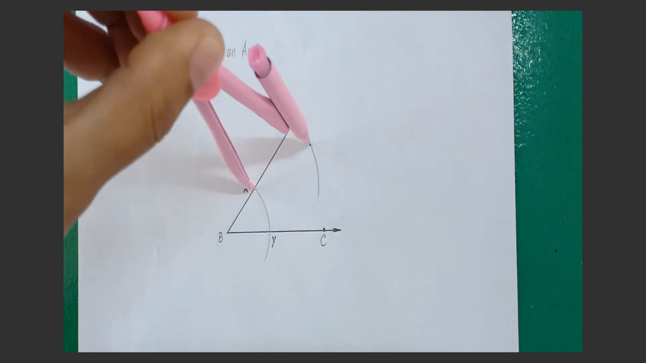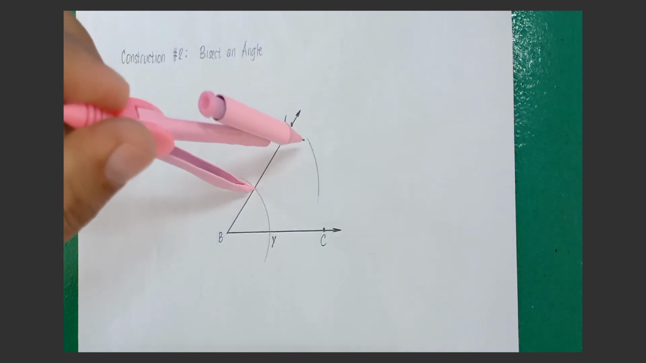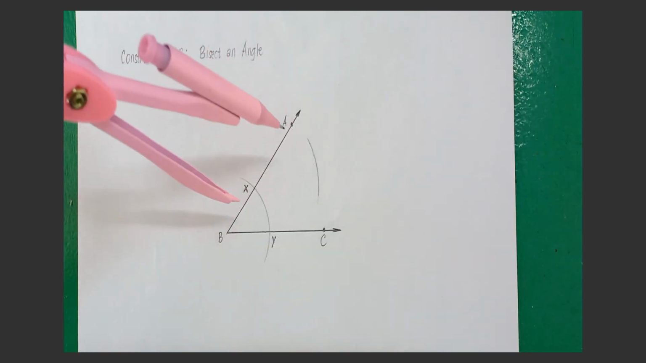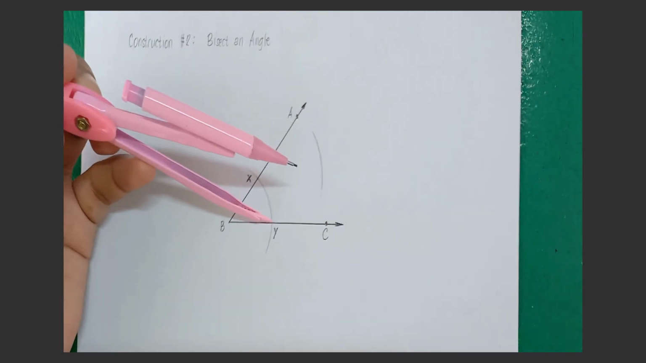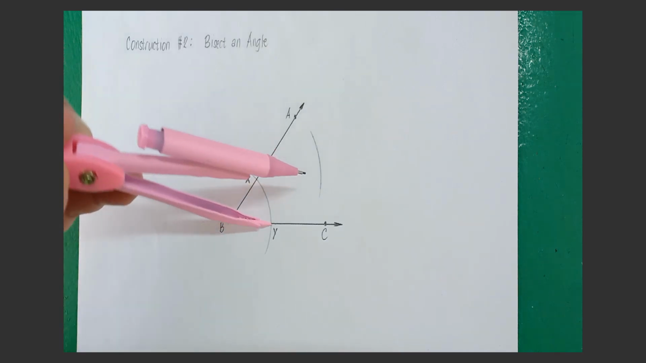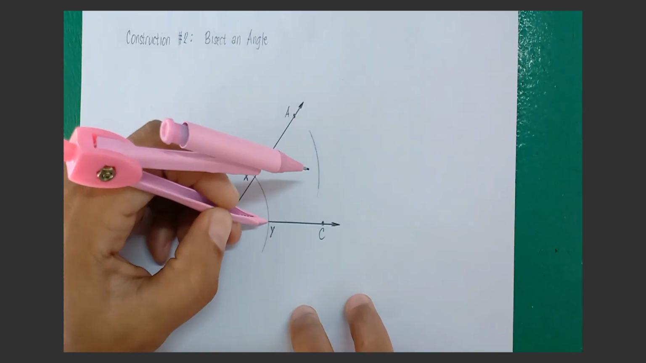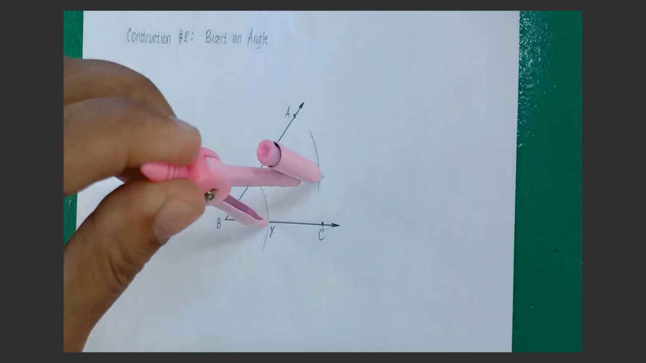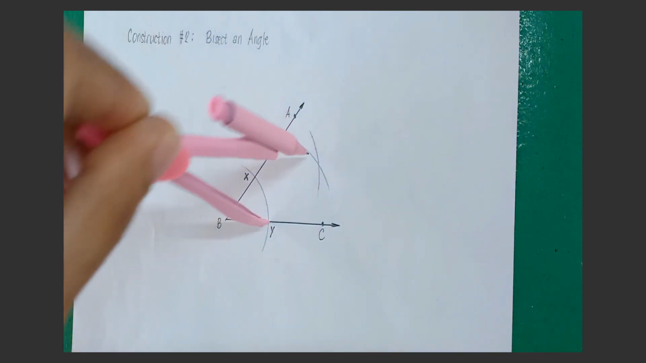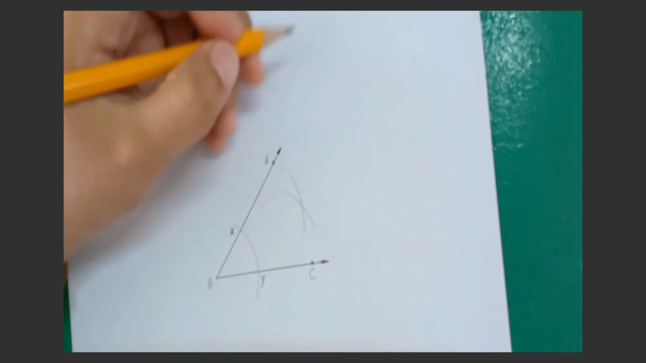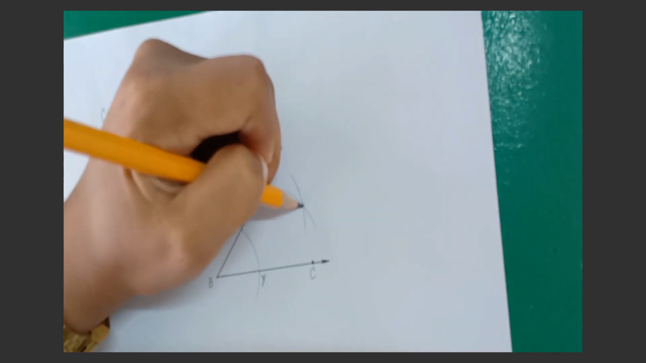And next step, without changing the span on the compass, place the point of the compass on point Y on the side of the angle and make a similar arc. The two small arcs in the interior of the angle should be intersecting. Here at point X, then make sure the two arcs up here intersect. And there, we now have an intersection here.